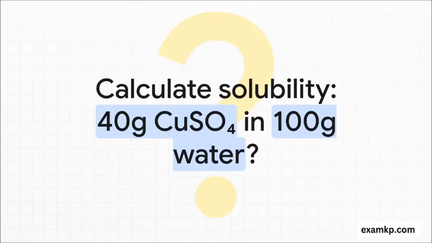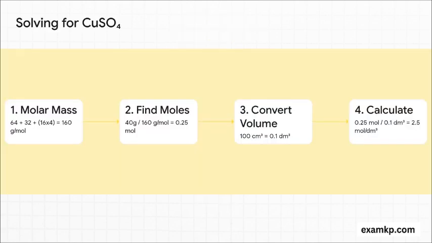All right, check this out. This is a perfect example of a calculation you'd see on an exam. We need to find the solubility of 40 grams of copper sulfate in 100 grams of water. So take a second, maybe even pause, and think about how you'd tackle this. Ready? Okay, let's solve it together.